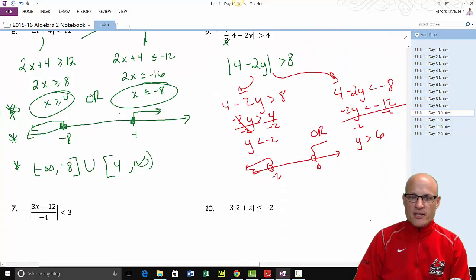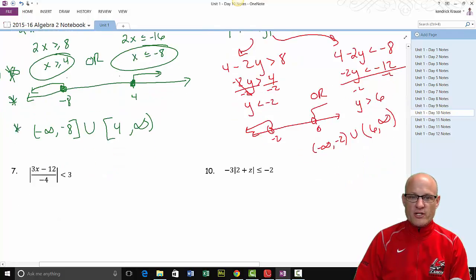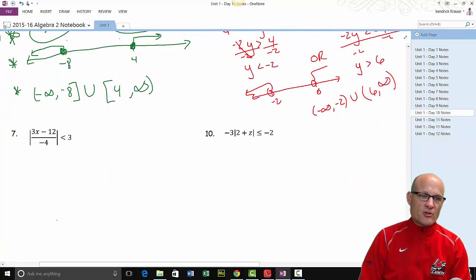In interval notation, it would be negative infinity up to negative 2, not including -2, union 6, not including 6, all the way up to positive infinity. We're almost done. So what do we got here?